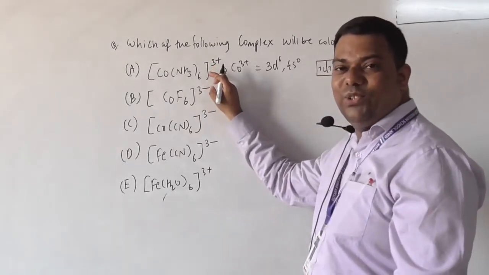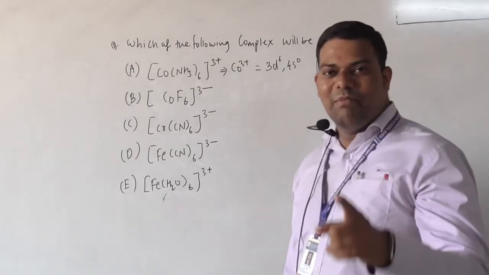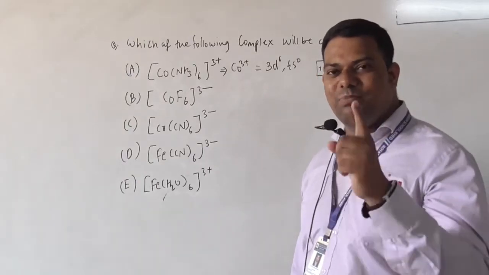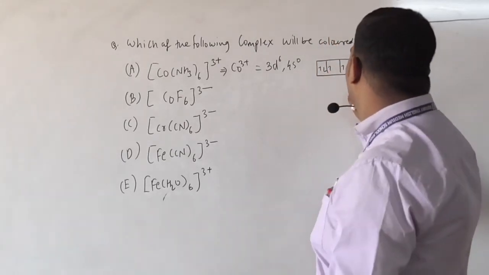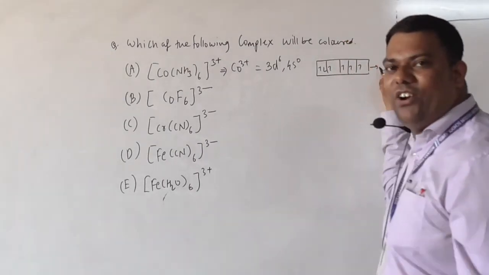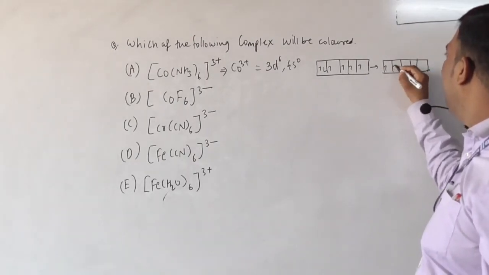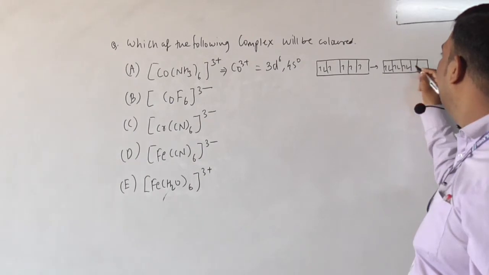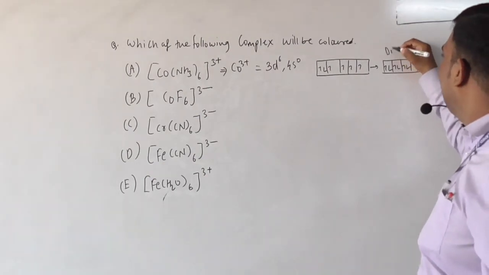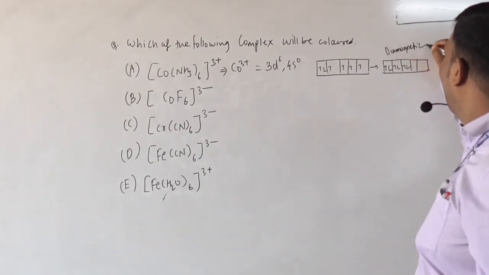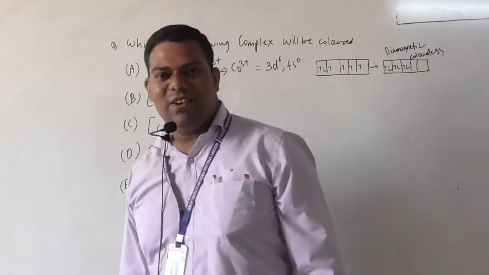Ammonia here is a strong field ligand. Are you remembering the behavior of ammonia? With coordination number 6 and plus 3 oxidation number, ammonia always behaves as a strong field ligand. So electrons can pair up. Here the electrons will be paired up. Now will they show color? No. It is diamagnetic, therefore it is colorless.